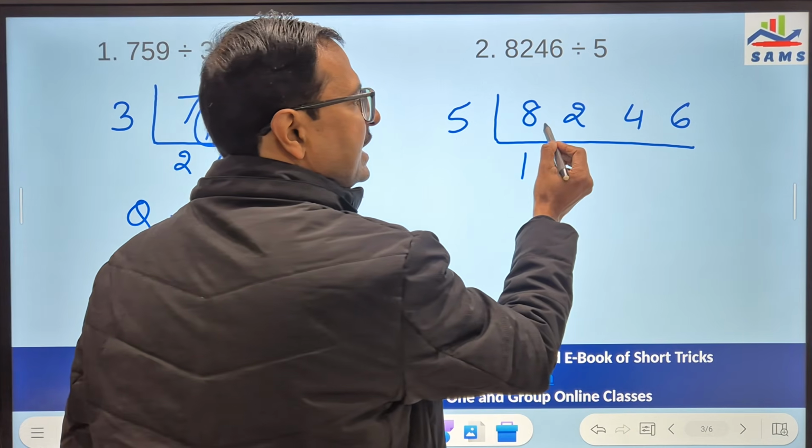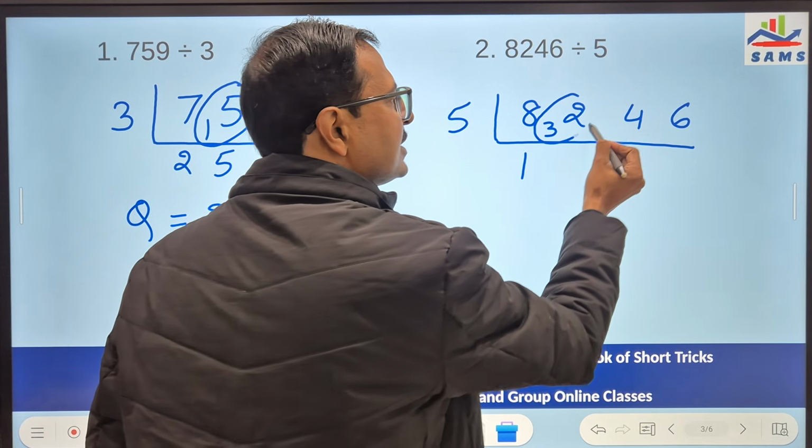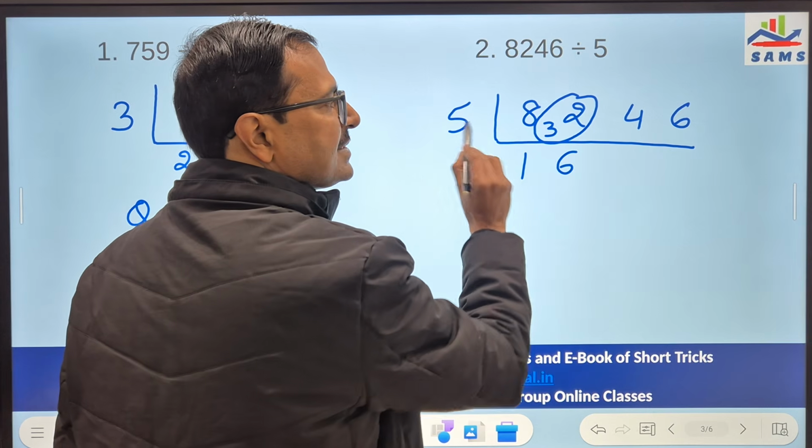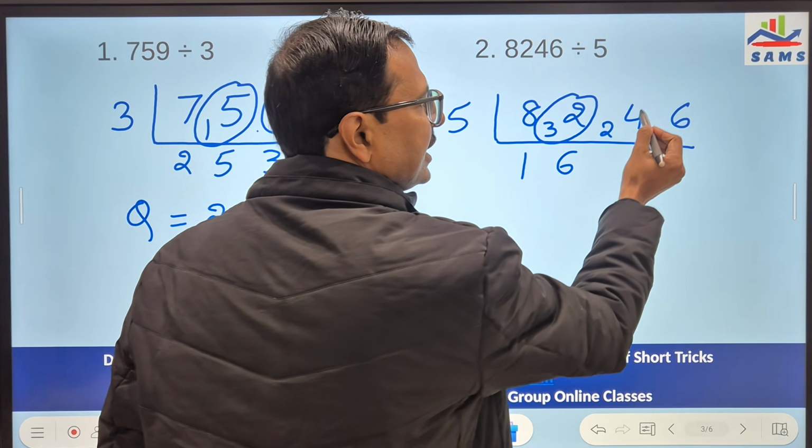8 minus 5 is 3. So I will put a 3 here. Now I have to consider 32. 5 6 times is 30. 32 minus 30 is 2. So 2 is written here.